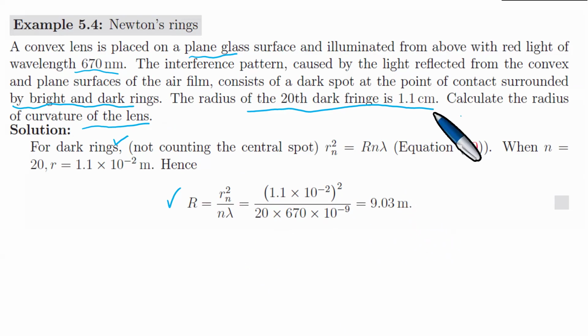So we're able to calculate the radius of curvature of the lens. The radius of curvature is given by the big R in the formula for the radius of the nth dark fringe in Newton's rings. Because that is the 20th dark fringe, that is why n becomes 20.